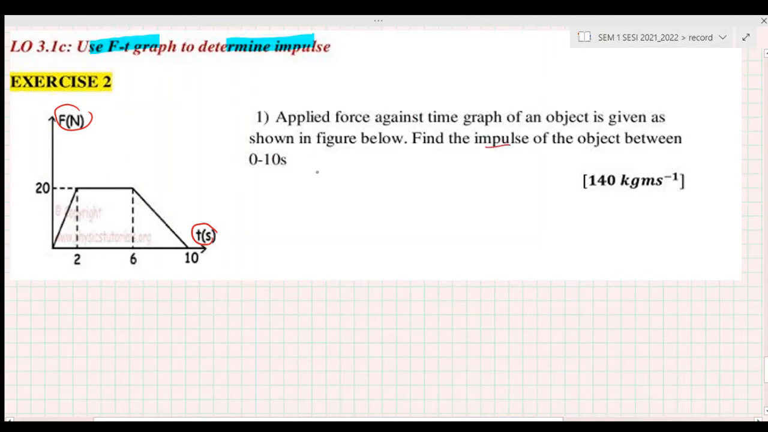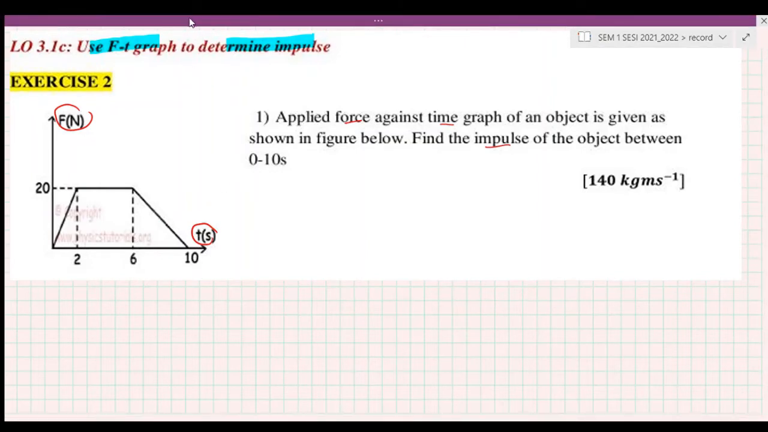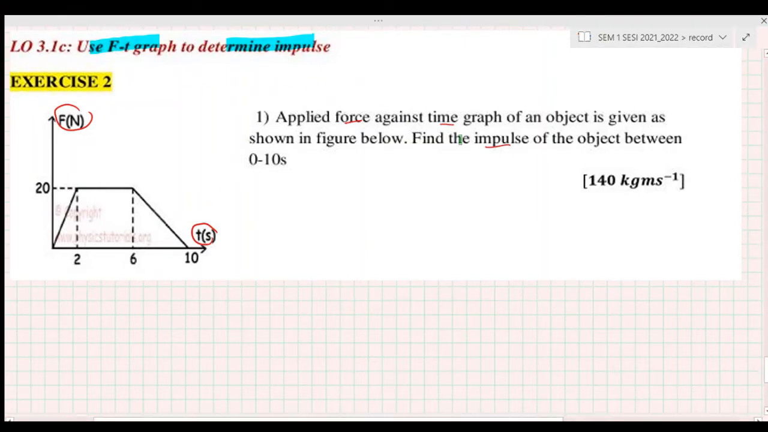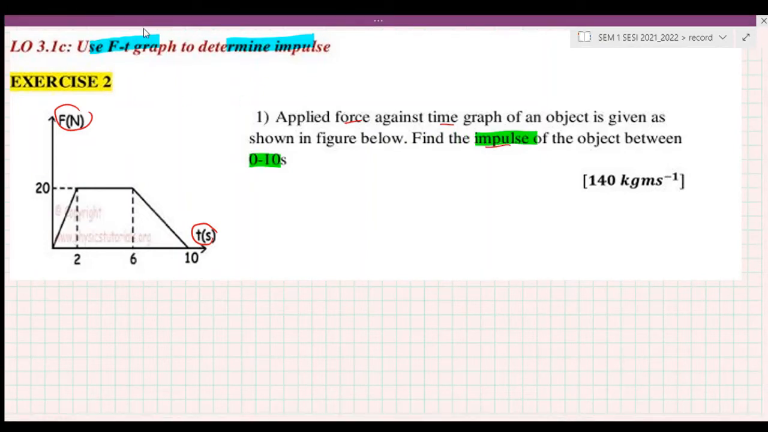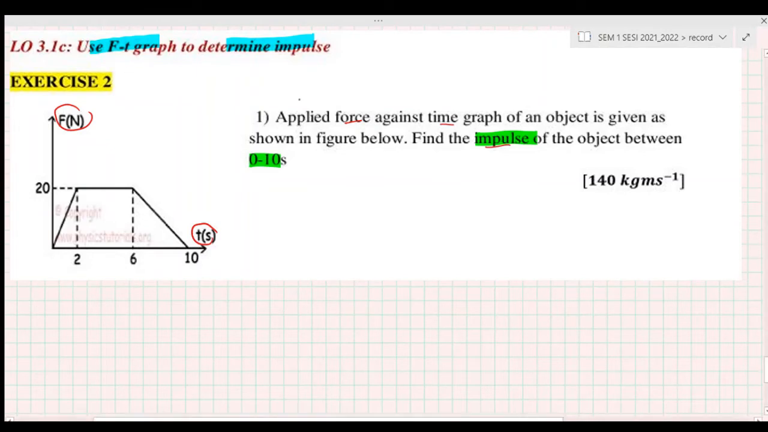Alright. For this example, question number 1, applied force against time graph of an object is shown as this figure. Okay, so find the impulse of the object between 0 to 10 seconds. Alright, so how to find impulse? Kalau diberi graf, kita akan cari impulse daripada area under the graph. Okay, so J adalah sama dengan area under graph. Graph apa? Graph F against T. Okay, so J equal to area under graph F against T.